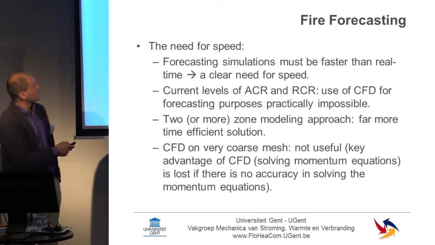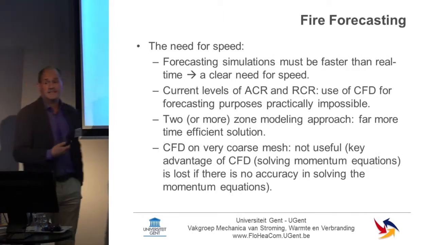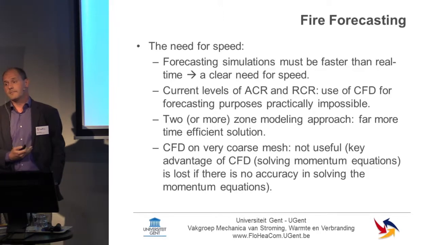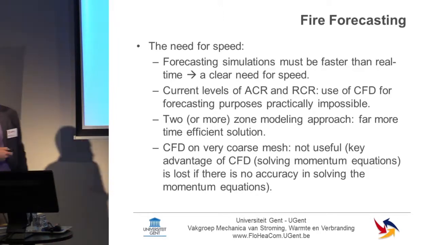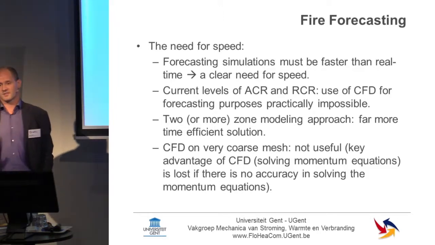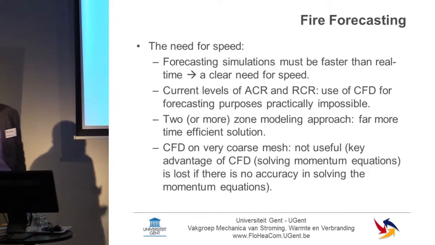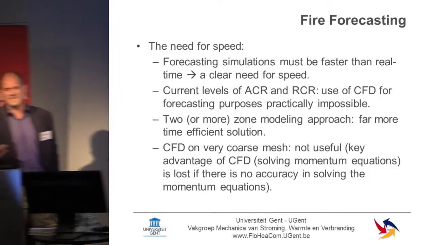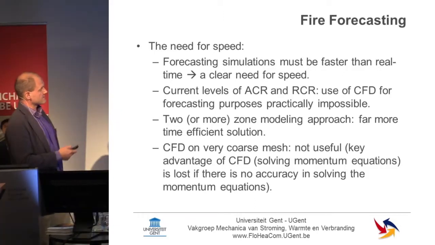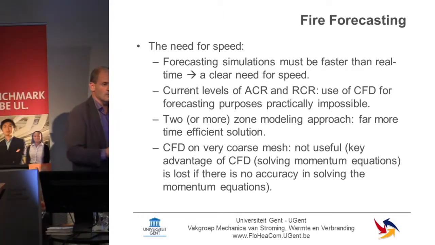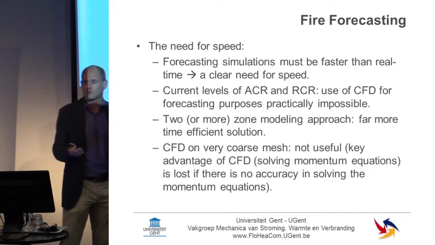Zone modeling is much faster. They don't have to calculate an impulse comparison. You don't need millions of computational meshes. You can have 2 or 3 zones, depending on the geometry, but it gives you results much quicker.